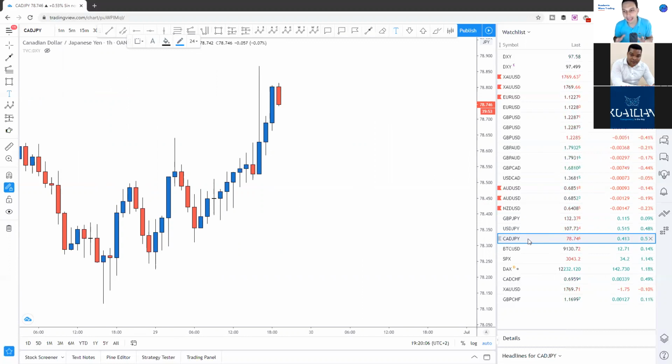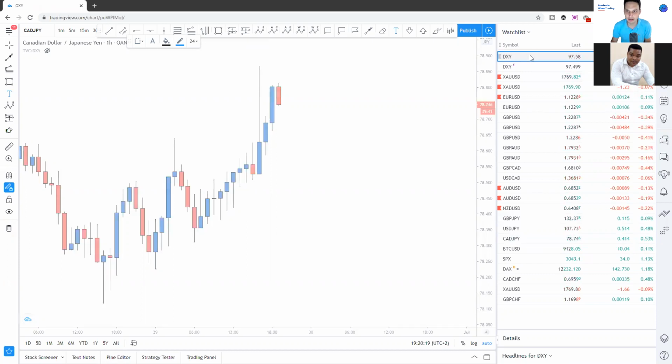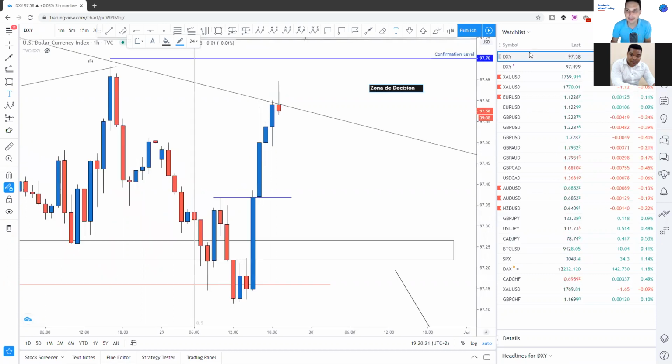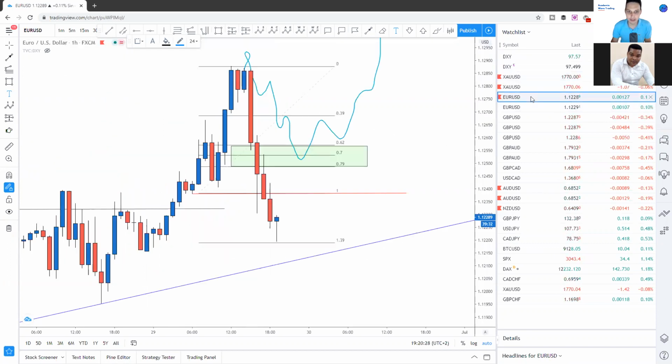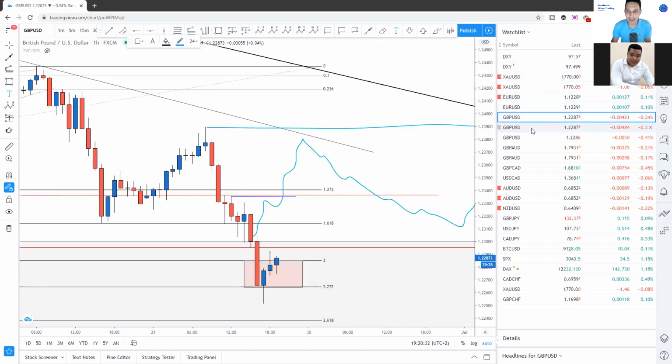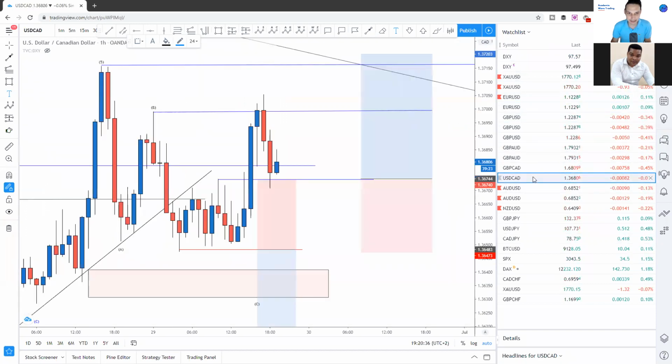Then what we have to do is go for a small part of the currencies. For example, if you see here, I have the dollar index, then I have gold, then the euro dollar, then the pound dollar, and then, for example, the USD CAD, quite nicely.